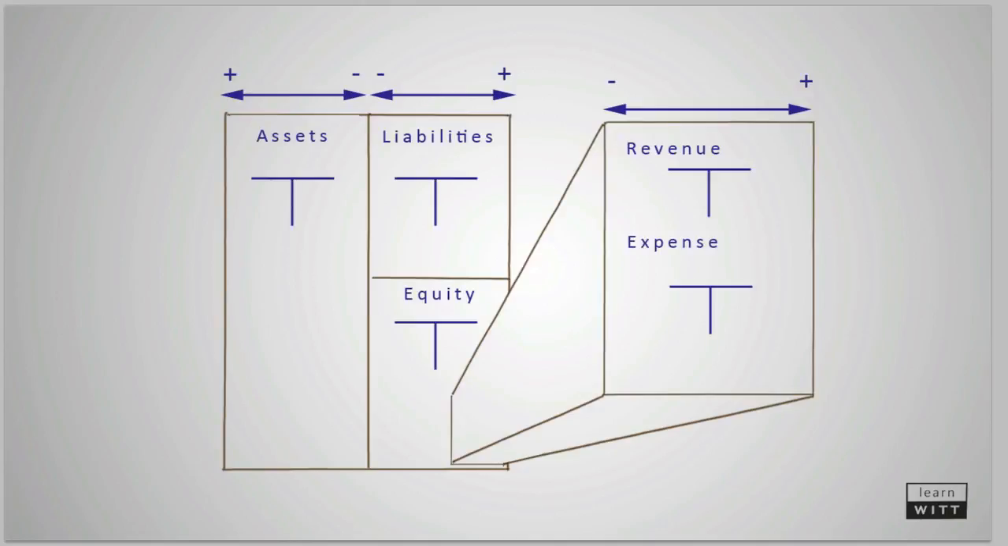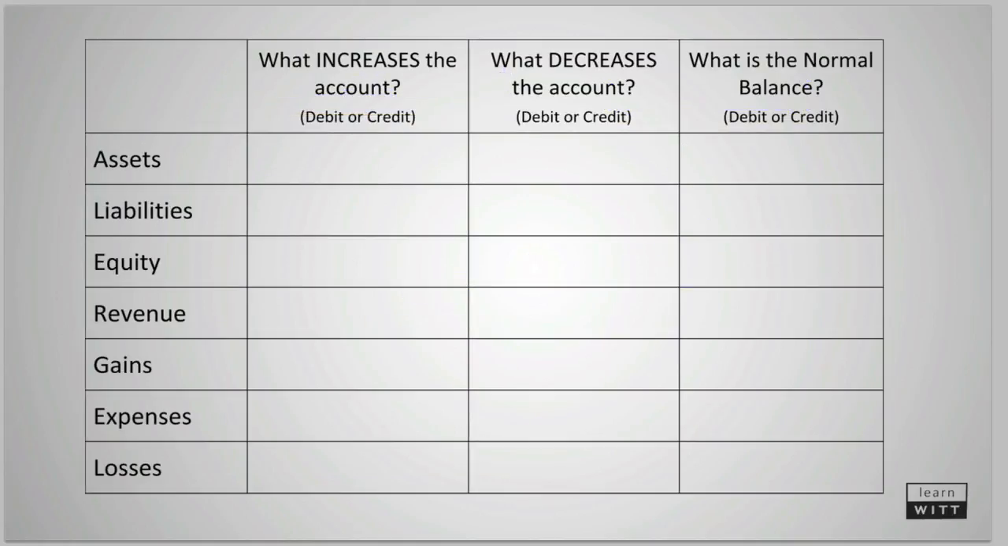Equity accounts are on the same side of the balance sheet as the liability accounts. Therefore, the equity accounts will be increased and decreased by debits and credits the same way as the liability accounts are. A credit increases an equity account and a debit decreases an equity account. Finally, an equity account's normal balance will be seen on the credit side.